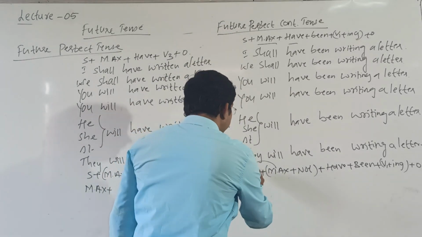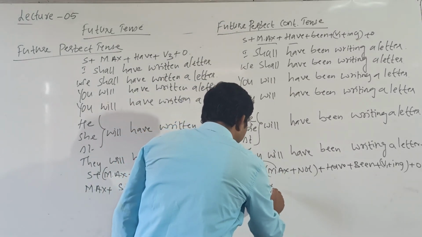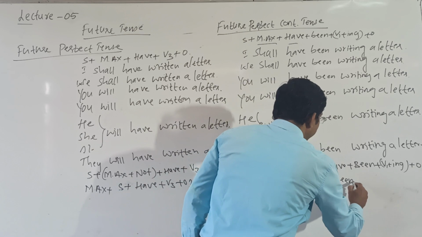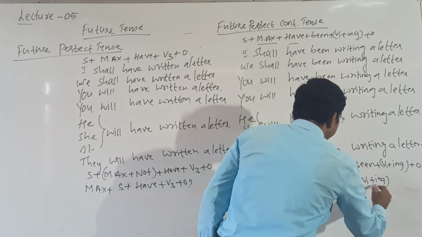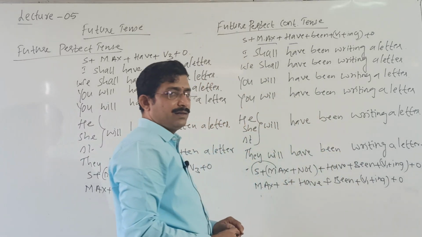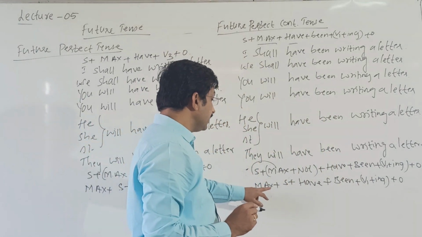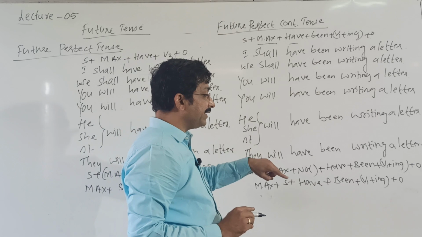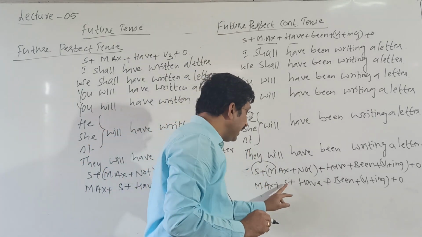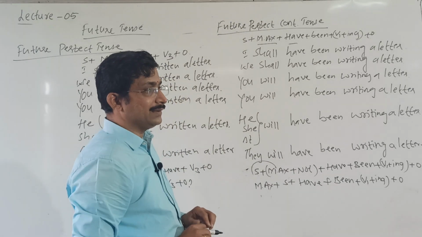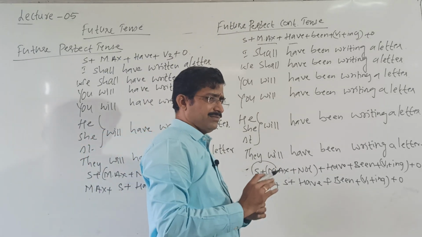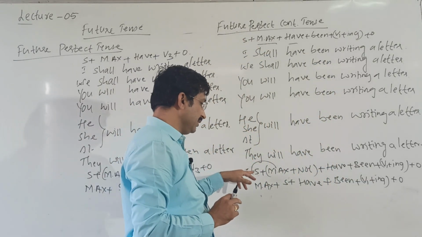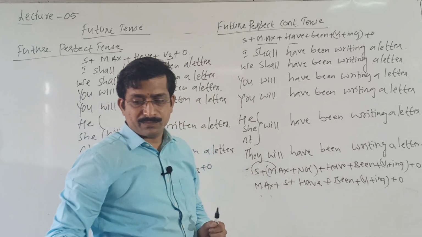And how to make its interrogative? Modal auxiliary plus subject plus have plus been plus V1 plus ing plus object. Here, shall I have been writing a letter? Will he have been writing a letter? It means these are the different structures in future perfect continuous tense concerned with negative and interrogative.